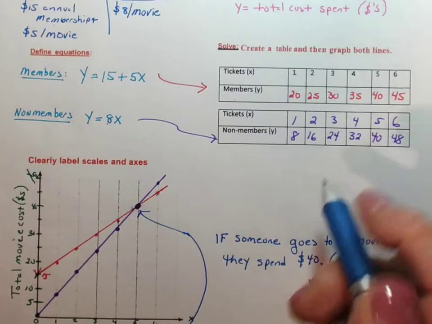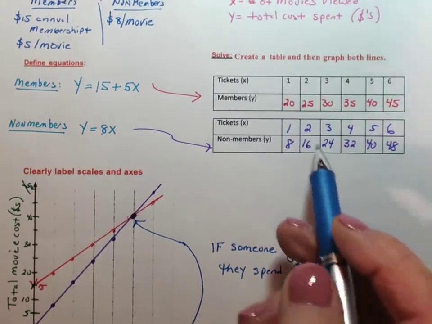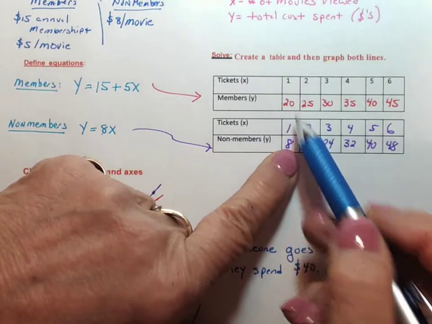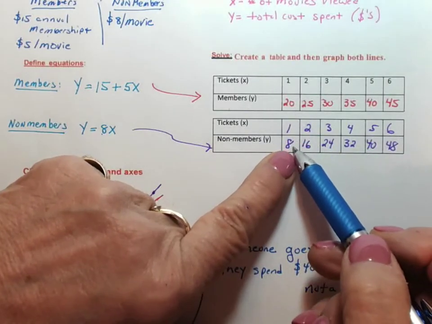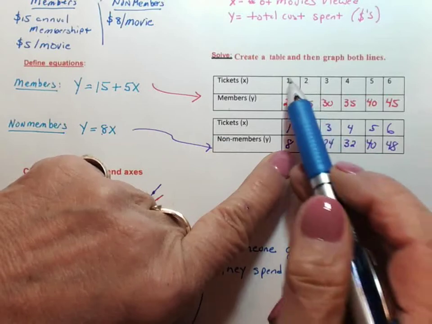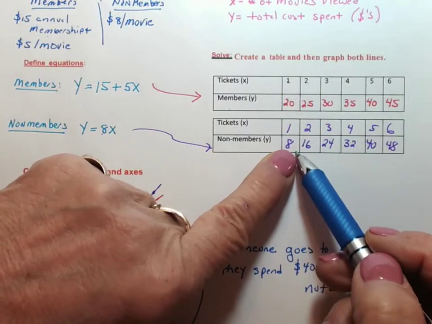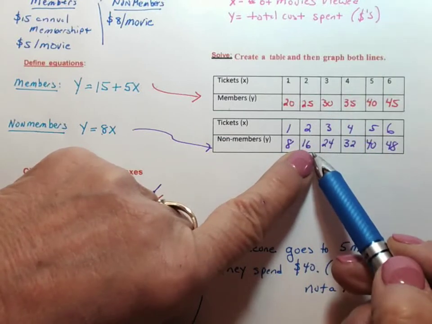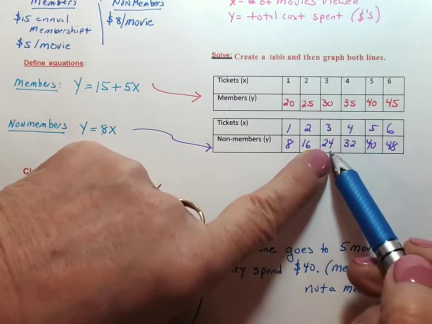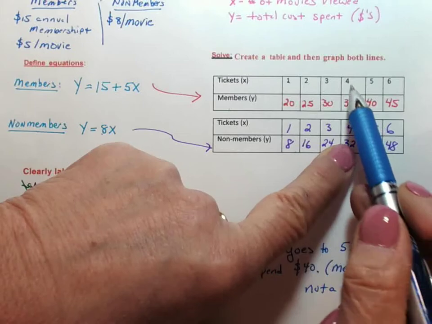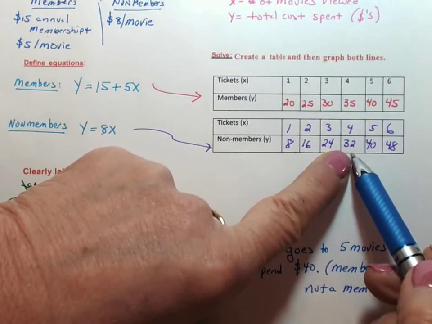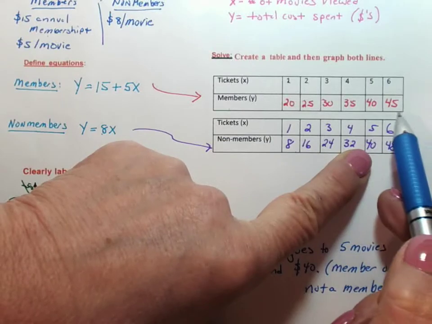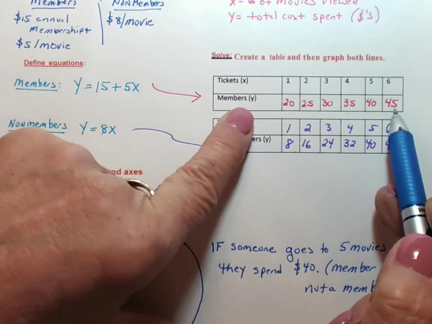And you can see this with this table right here. Okay? If I'm comparing these, okay, 1 movie, it would be cheaper to be a non-member. 2 movies, cheaper non-member. 3 movies, cheaper non-member. 4 movies, cheaper non-member. 5 movies, it's the same. 6 movies, become a member.